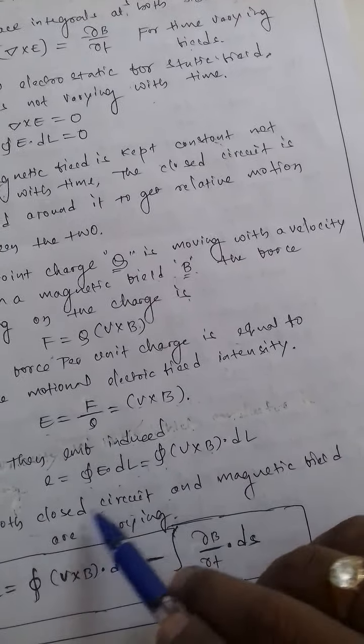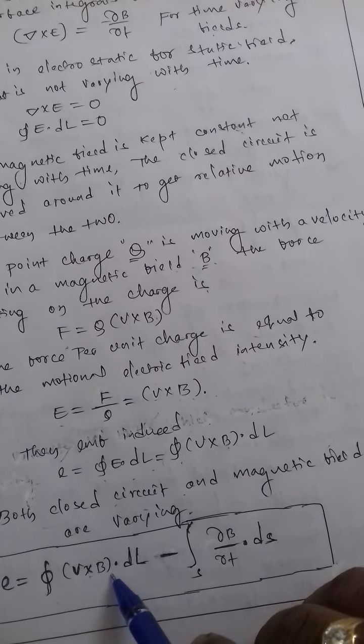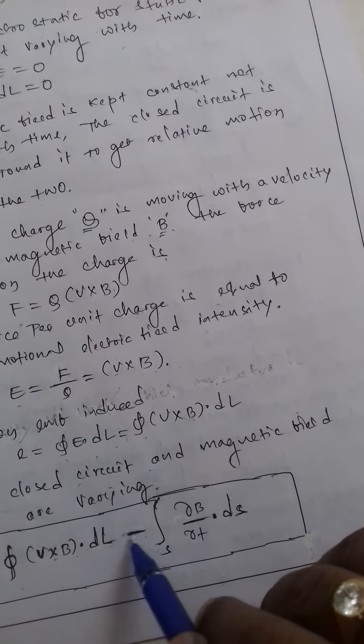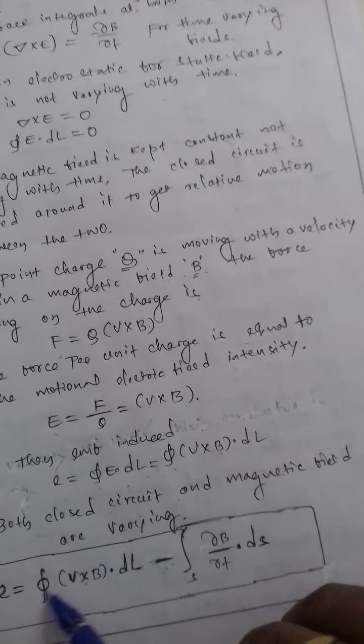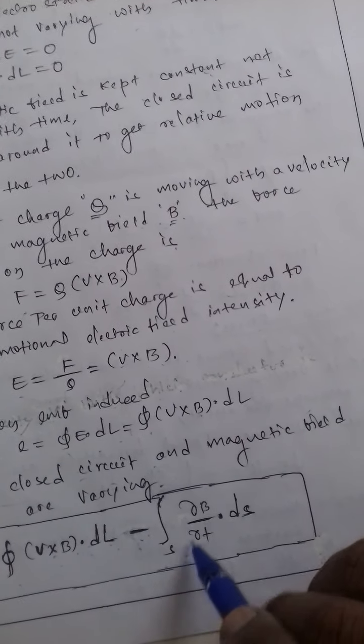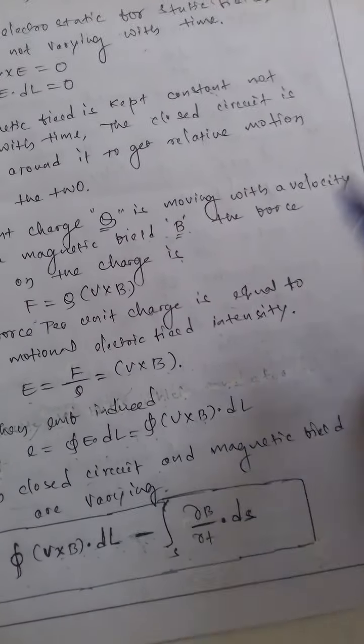Both closed circuit and the magnetic field are varying, so that E is equal to closed integral V cross B dot dl minus integral over S of ∂B by ∂t dot dS.